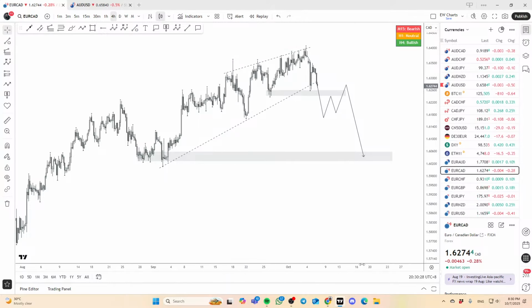Okay? So yeah, pretty straightforward in terms of the structure development and of course the general directional bias, right? The key, of course, is to wait for the setup conditions to be fulfilled, and then only you get involved in a trade, right? Because if it doesn't, then obviously no trade. Cool.